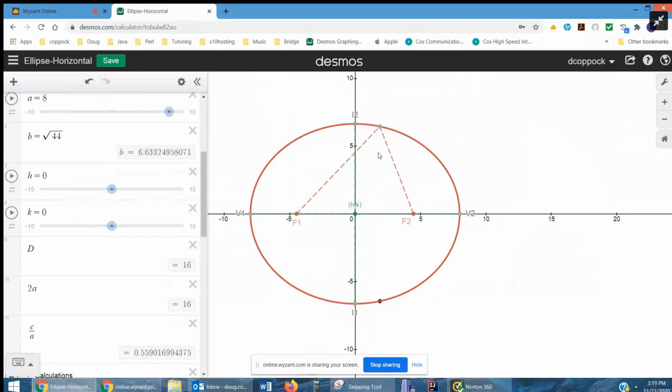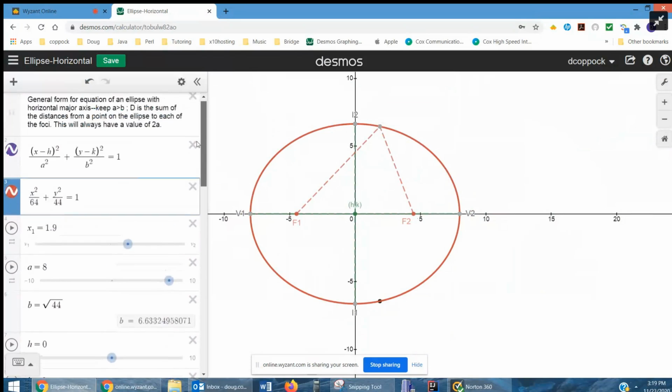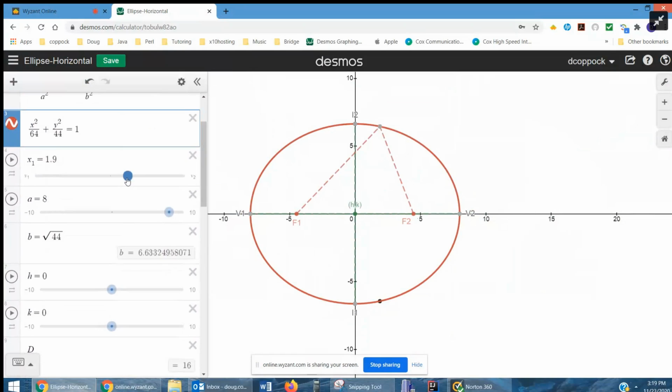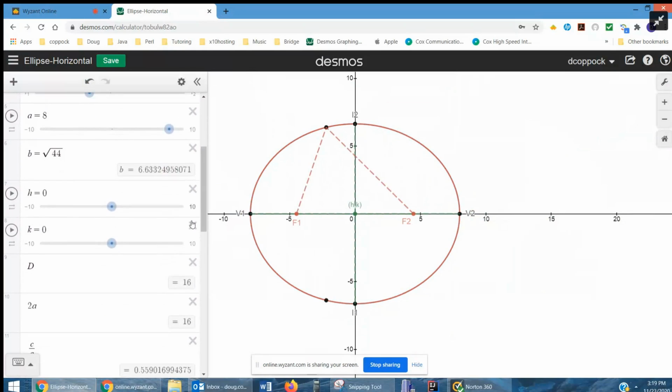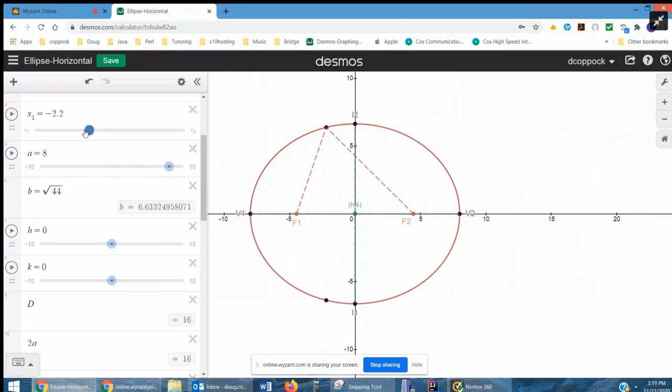And by the way, the sum of these distances right here, the distance from a point on the ellipse to each focus, remains constant. That's the definition of the points on an ellipse. As I move this point around the ellipse, you can see down here that this d remains constant. Focus on the d. It just remains 16 no matter where the point on the ellipse is.